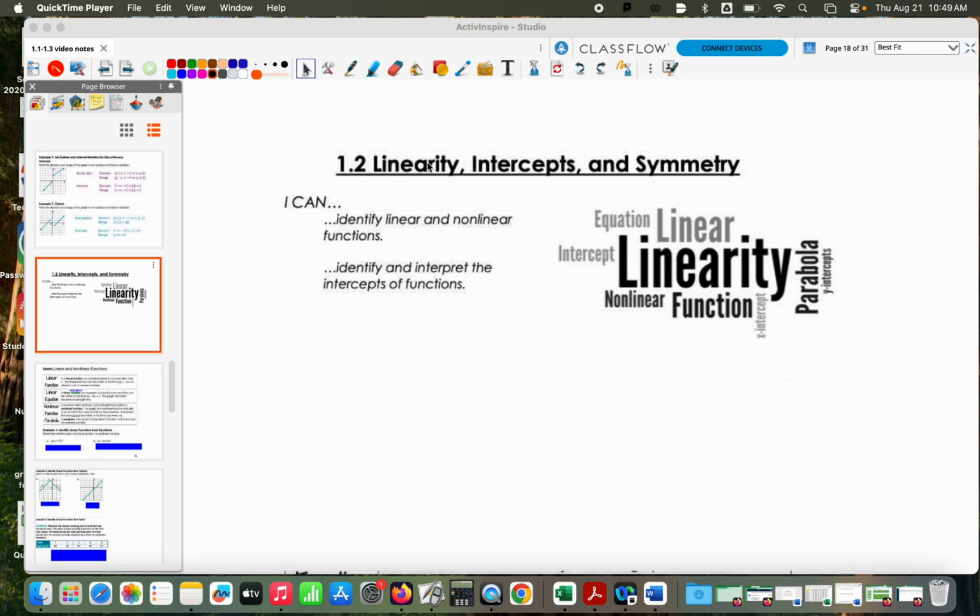In section 1.2, we'll talk about linearity, is something a line or not, and talk about intercepts, what they might mean in a situation. We won't actually hit too much with symmetry right now. If it's something we want to discuss, we can get into that a little bit later. Not as crucial right this second.